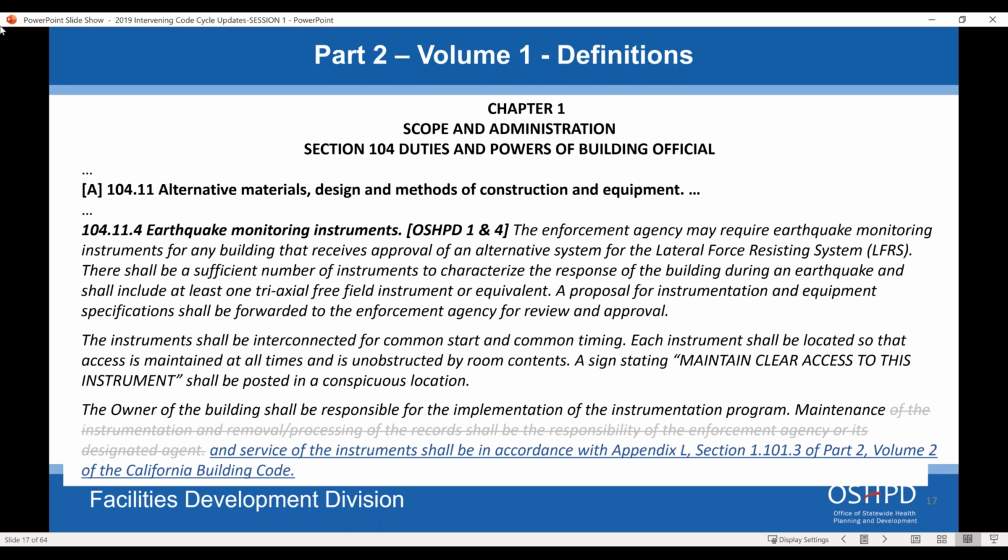For earthquake monitoring instruments, this is just something that we're adding some language here, that the maintenance and service of the instruments shall be in accordance with Appendix L of Part 2, Volume 2 of the Building Code. Just clarifying the language there.